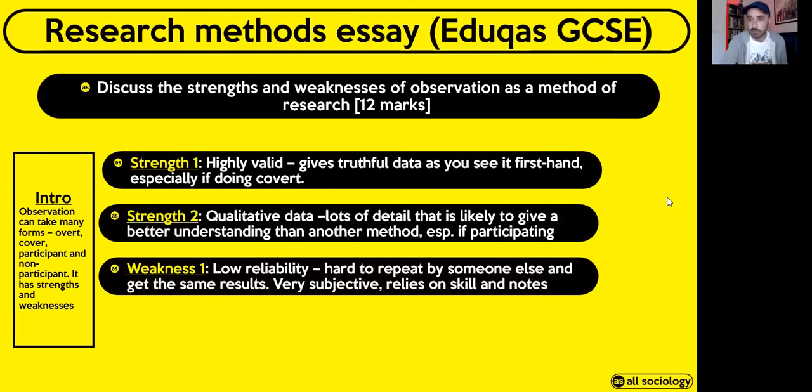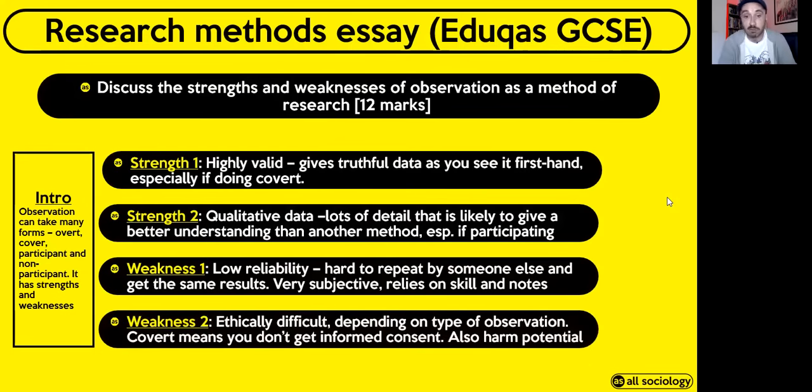Weaknesses wise, shouldn't be a surprise to any of you because I've just told you that qual methods have very low reliability. It's very hard to repeat by someone else and get the same results because it's very subjective. You don't know what someone else has seen. You don't know how they've interpreted that. So it very much relies on also the skill of the researcher and their ability to take notes as well. So very difficult to do that, particularly if you're undercover. So how do you know you're going to remember everything that you've seen? You don't. It's very difficult to call it a reliable method.